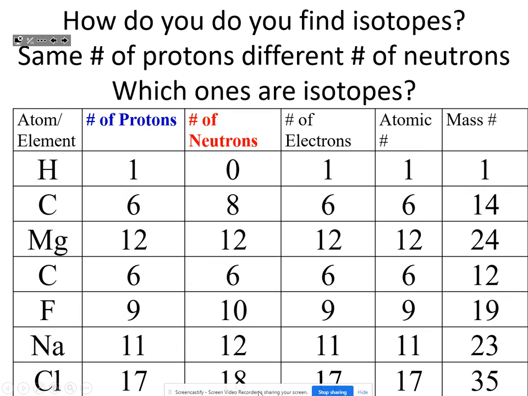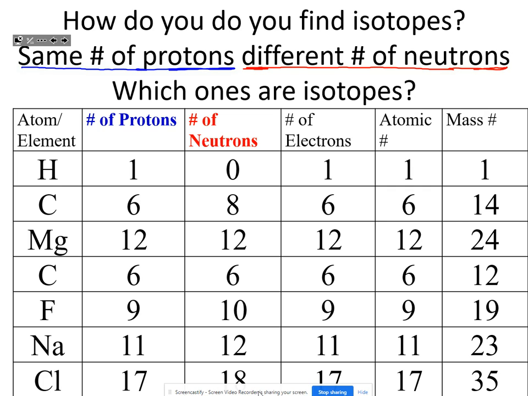Now, how do you know to find isotopes? Isotopes will have the same number of protons, which means they are the same element, but a different number of neutrons. Now, I've gone ahead and I've filled out this whole chart with the actual numbers. Is there anywhere on here that you can find two things that have the same number of protons?